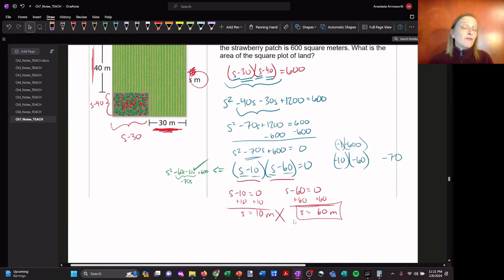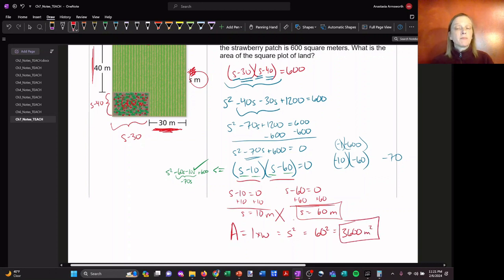We actually still haven't fully answered the question yet. We're asked, what is the area of this square plot of land? And for a square, the area equals the length times the width. Of course, the length and the width are the same thing, so you can think of it as just being the length squared. In this example, we're doing the side squared, and the side is 60. So 60 squared, if you multiply that out, is just 3,600 square meters.